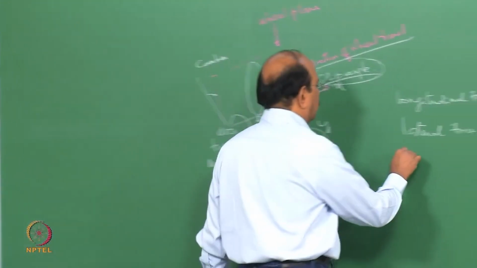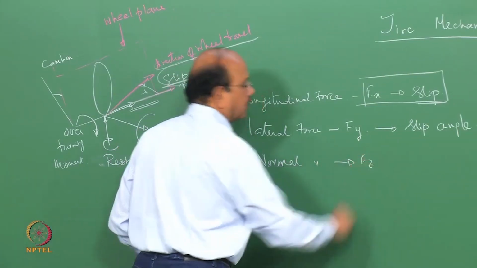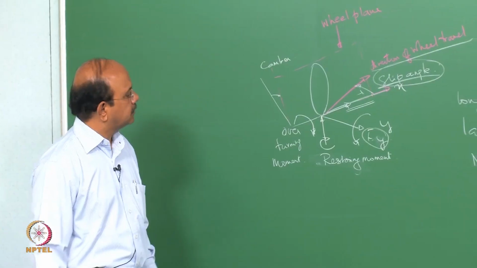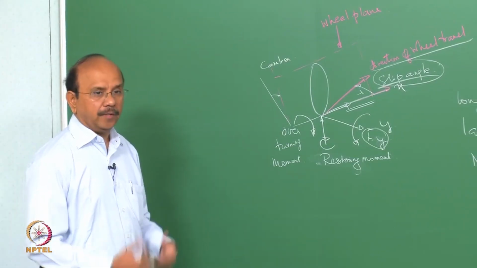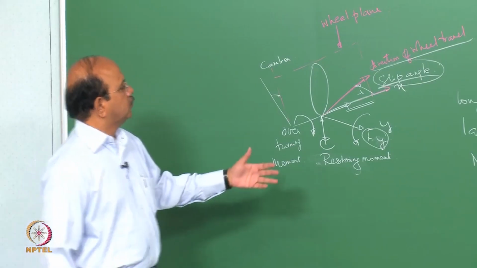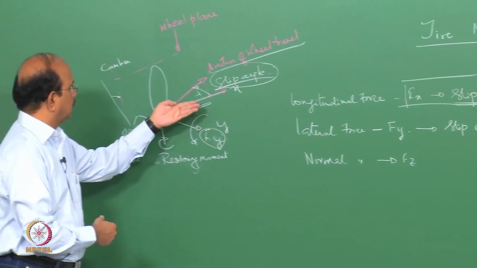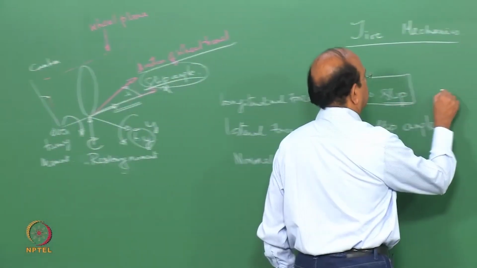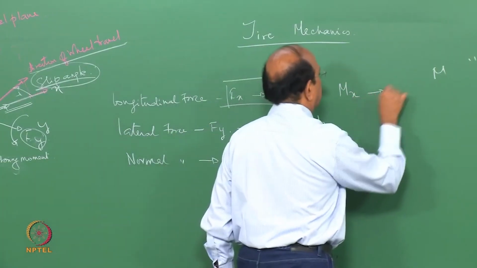Then of course we have what is called the normal force. Normal force, which is Fz, is normal to the wheel plane. That is the ground reaction, as we called it in the last class. All the directions have an accompanying moment. So let's look at the Fx force. That Fx force is accompanied by what is called the overturning moment. I would call that Mx, and that is the overturning moment.